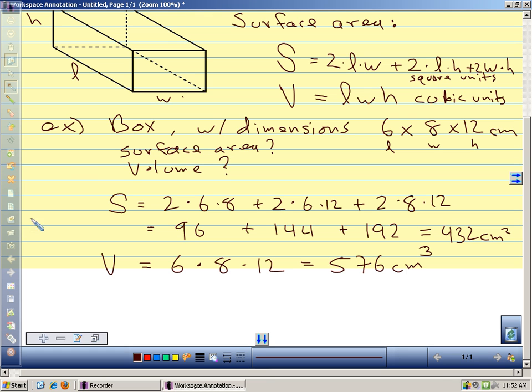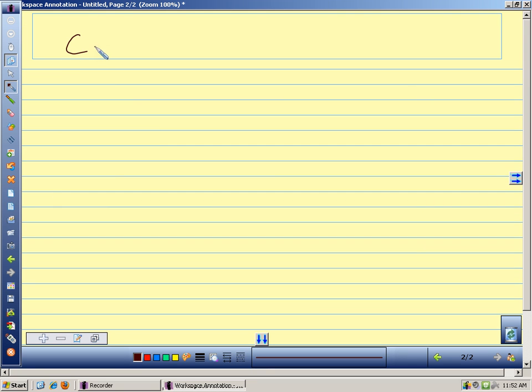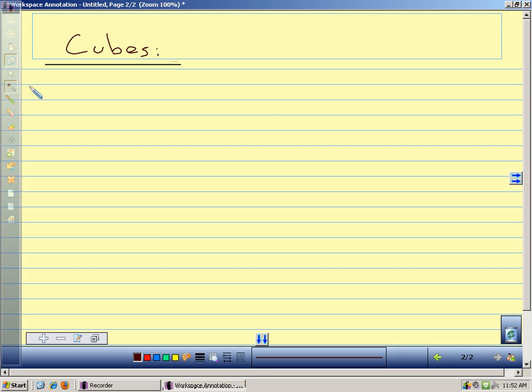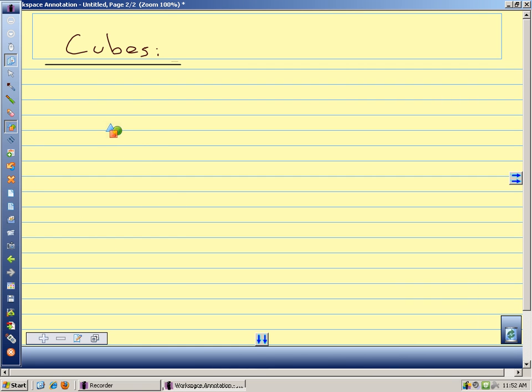All right, let's talk about cubes. Cubes are a special kind of right rectangular prism because cubes have squares as their bases, and squares are rectangles. So a cube is a special kind of right rectangular prism. So let's draw a picture. And we have a special formula for cubes. Make that look a little better.